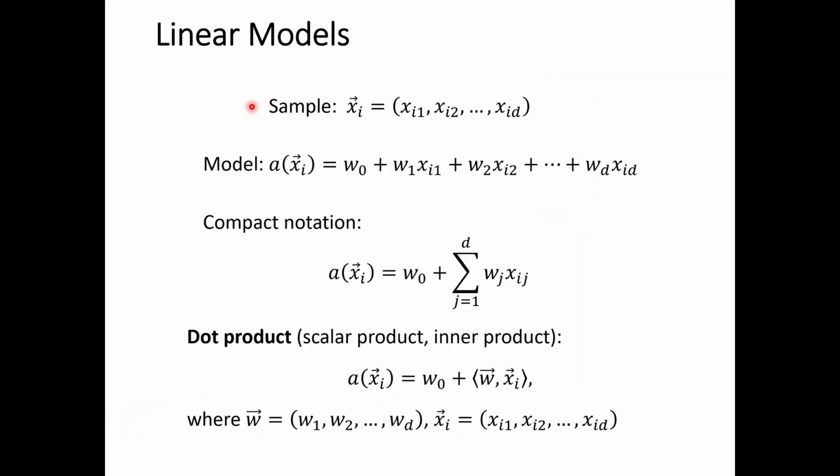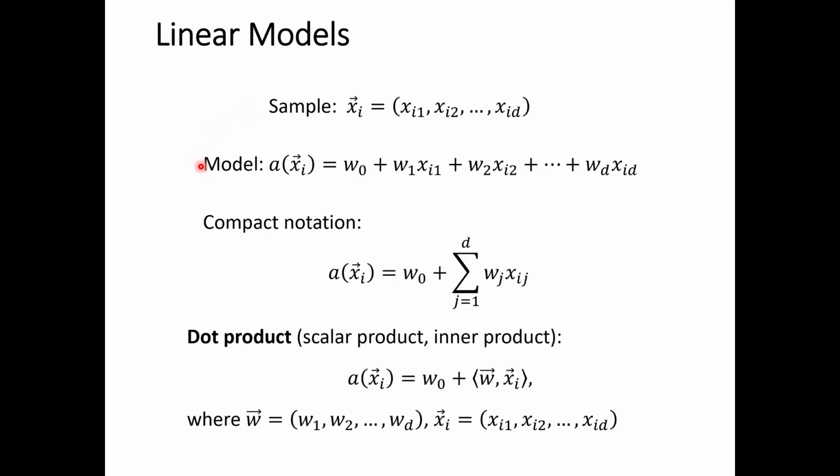Let's now learn how to write expressions for linear regression in a compact form, so that they don't depend on the number of features, since there could be dozens or even hundreds of them. Our sample x sub i is a vector equal to x sub i1, x sub i2, up to x sub id. To be shorter, x sub i is a vector with components x sub i1 through x sub id.